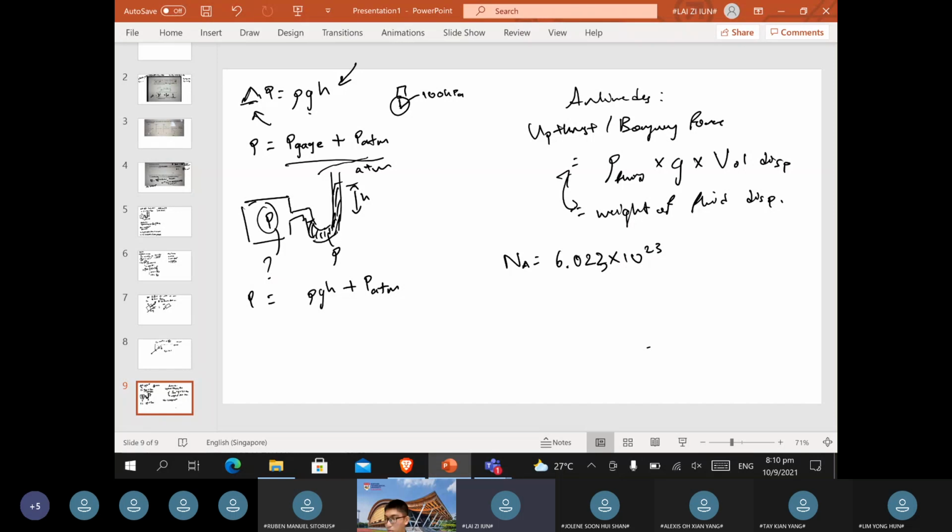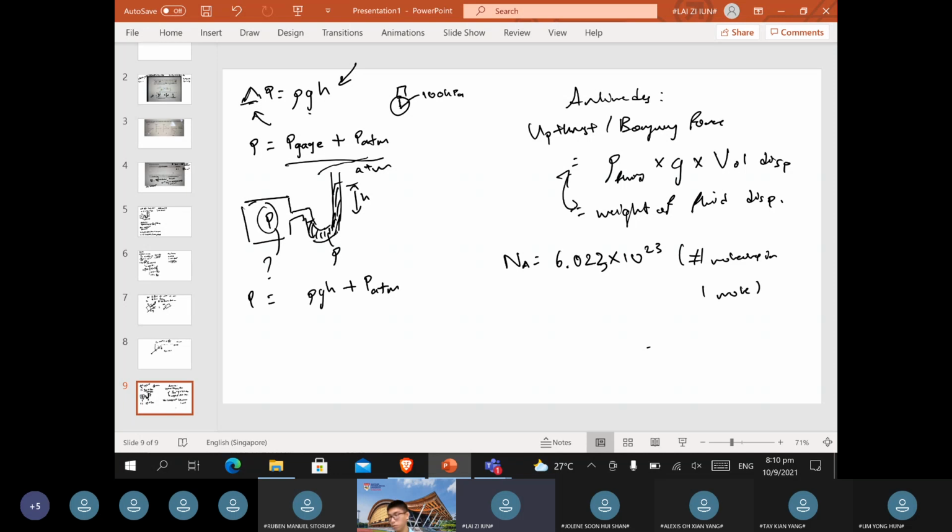So Avogadro's constant refers to the number of... No, it's not the number of moles. Yes, correct. It's the number of molecules in 1 mole. Okay, so this is a constant. Okay, very good. I see a lot of replies there.